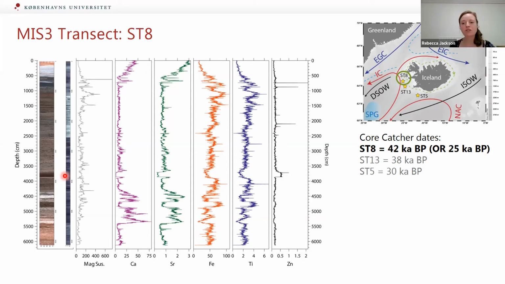And so I said this core was about 42,000 years at the bottom, but we also have an inkling that it might be slightly younger. We have another core from this site where the profile, the sediments themselves and the XRF profiles look identical. We assumed they're from basically the same site, and the two core catcher dates were very off. So I was hoping to have an answer to this by now, but unfortunately this is still 42 or 25,000 years before present. But I'll come back to that in a minute.